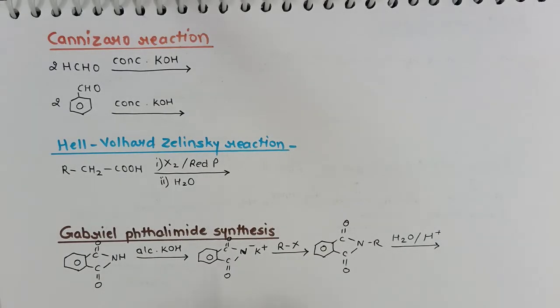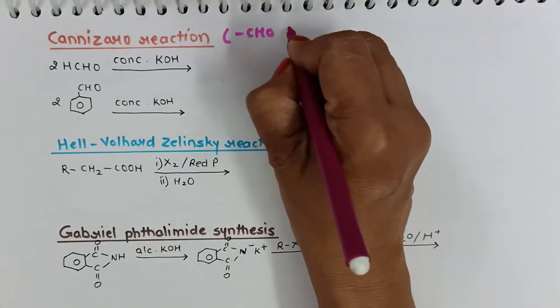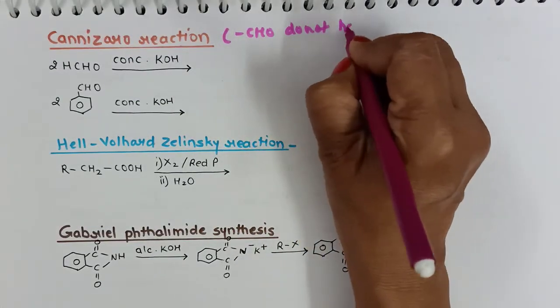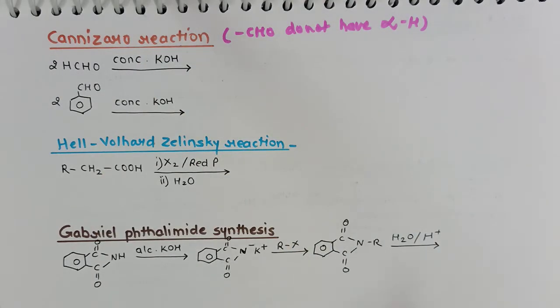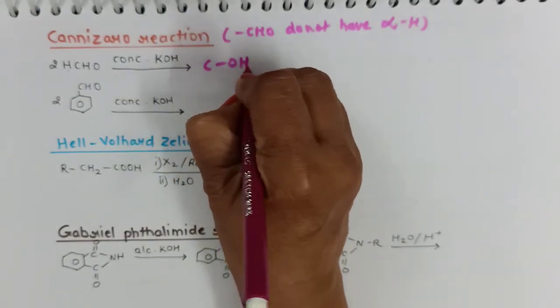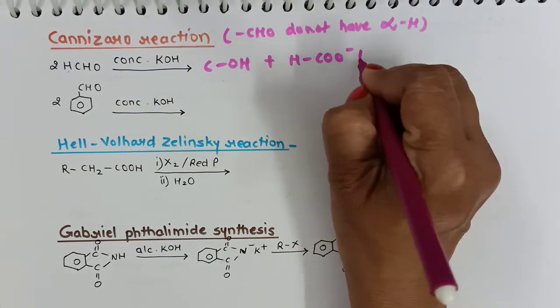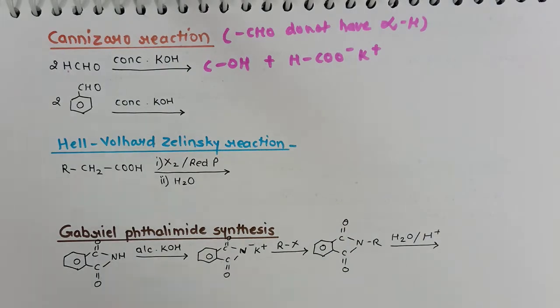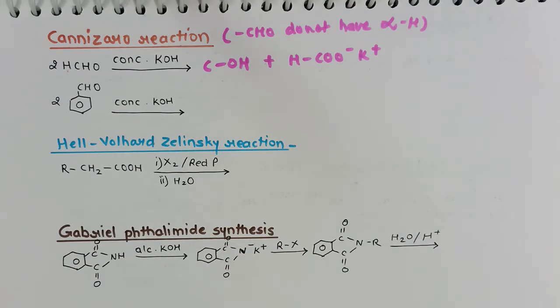The next is Cannizzaro reaction. This reaction is shown by those aldehydes which do not have alpha hydrogen atom. So aldehydes which do not have alpha hydrogen atom, they will show Cannizzaro reaction. For example, formaldehyde, when it is treated with concentrated potassium hydroxide, will give the alcohol, methyl alcohol, as well as the potassium salt of the carboxylic acid. So in this case, it will be potassium formate. Now this potassium formate can be further hydrolyzed to give formic acid.